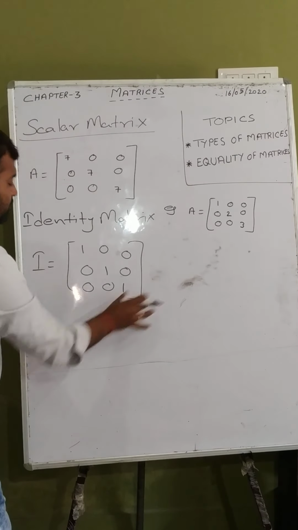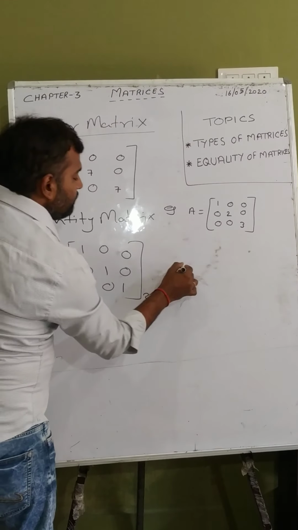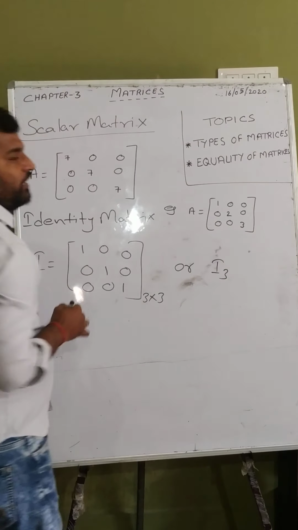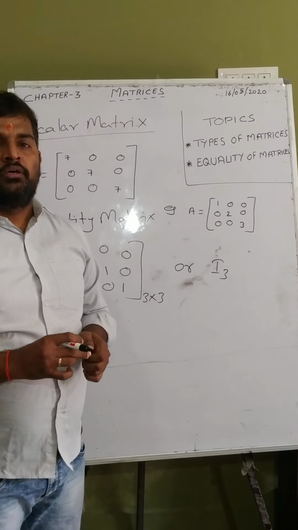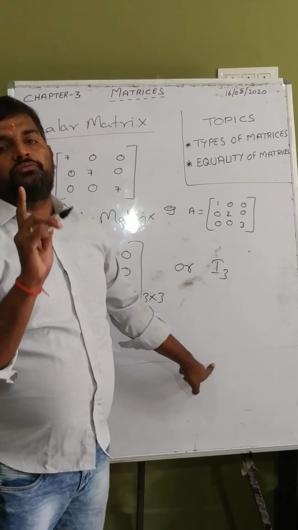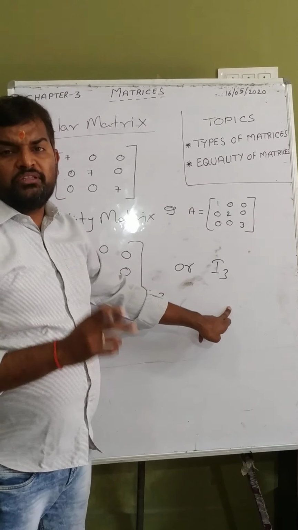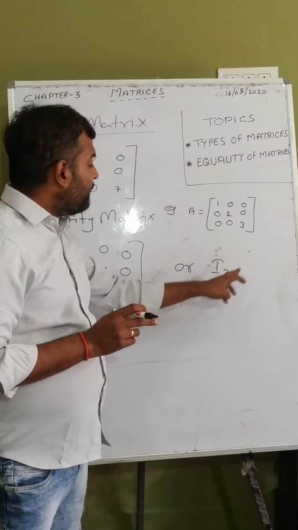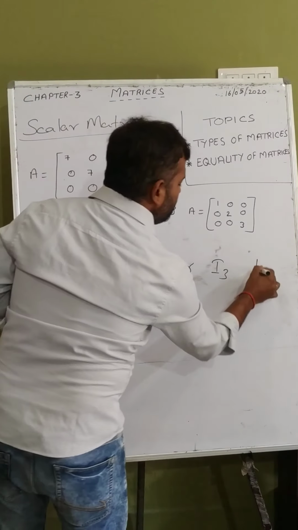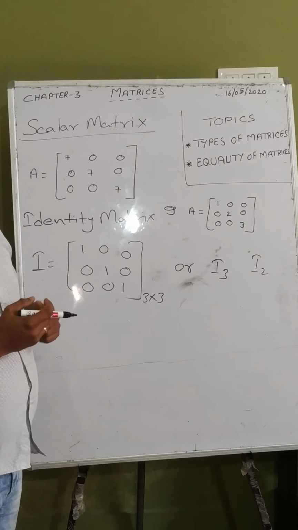In this general form, the matrix is of order 3 by 3. This can also be represented by I3. Suppose anywhere it is written I3, it means that it is an identity matrix of order 3 by 3. From now onwards, if anywhere it is written I3 in the case of matrices, you have to understand that it is a matrix of order 3 by 3. Similarly, if it is I2, then it is an identity matrix of order 2 by 2.